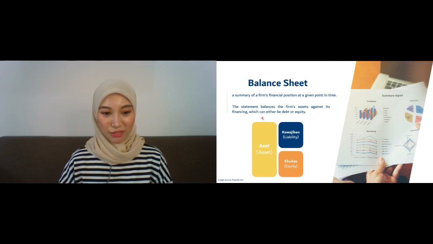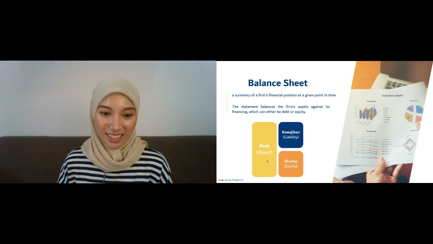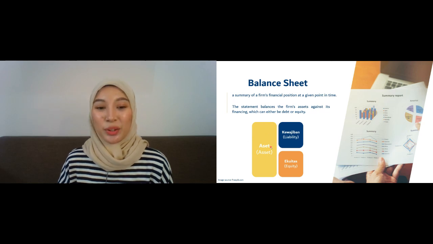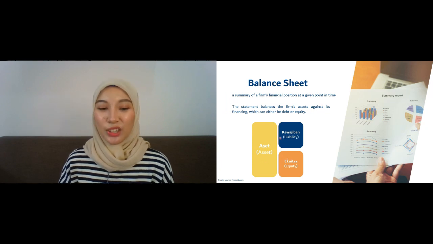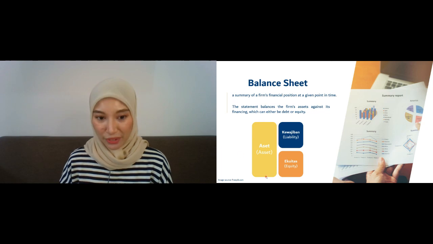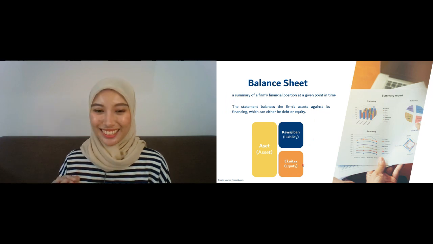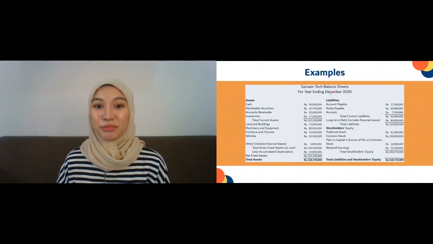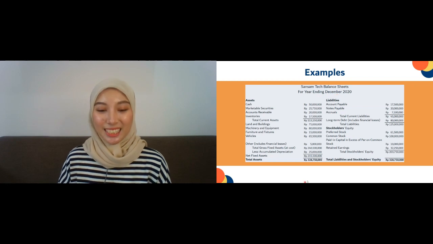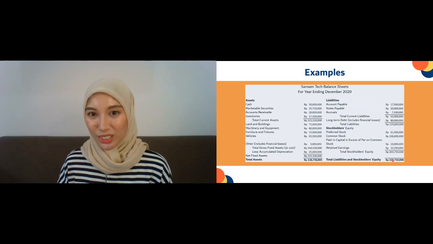To get more of a picture of it, see, here you have your assets, and to get these assets, they must be financed, right? Either with liabilities or debt, or using your equity. So you have to balance the amount of assets you have with the financing you have here. As the name says, you have to make it balanced. Here we have the example from the Sun Samtech balance sheet for the year ending December 2020. See, they balance their assets with the total liabilities and stockholders' equity.